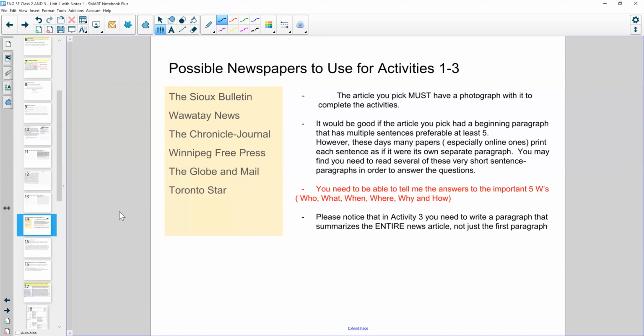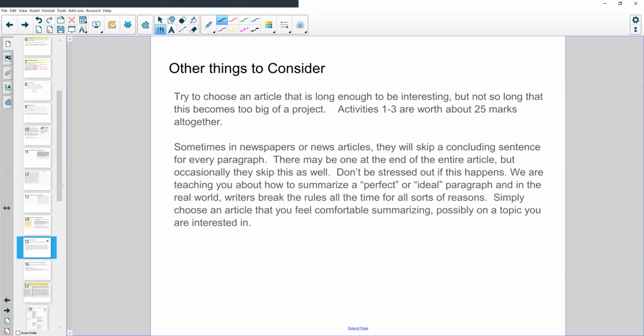You can use any newspaper. Here are some possible newspapers: the Sioux Bulletin, Wawa-news, the Chronicle Journal, Winnipeg Free Press, the Globe and Mail, Toronto Star, or really any other paper that you are aware of. Obviously, you want the article to be school appropriate. Let me just take a quick look here. Okay. Make sure you choose an article that's long enough to be interesting, but not so long that this becomes way too big of a writing project. Activities 1 to 3 altogether are only worth about 25 marks.